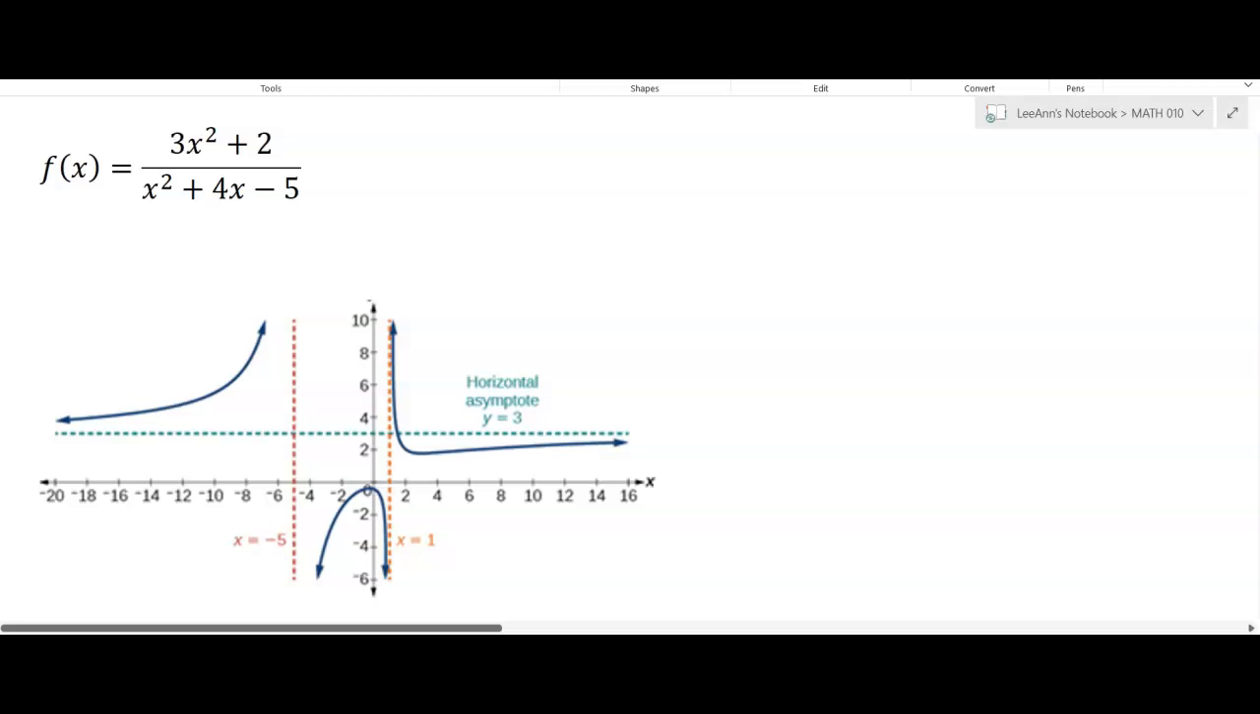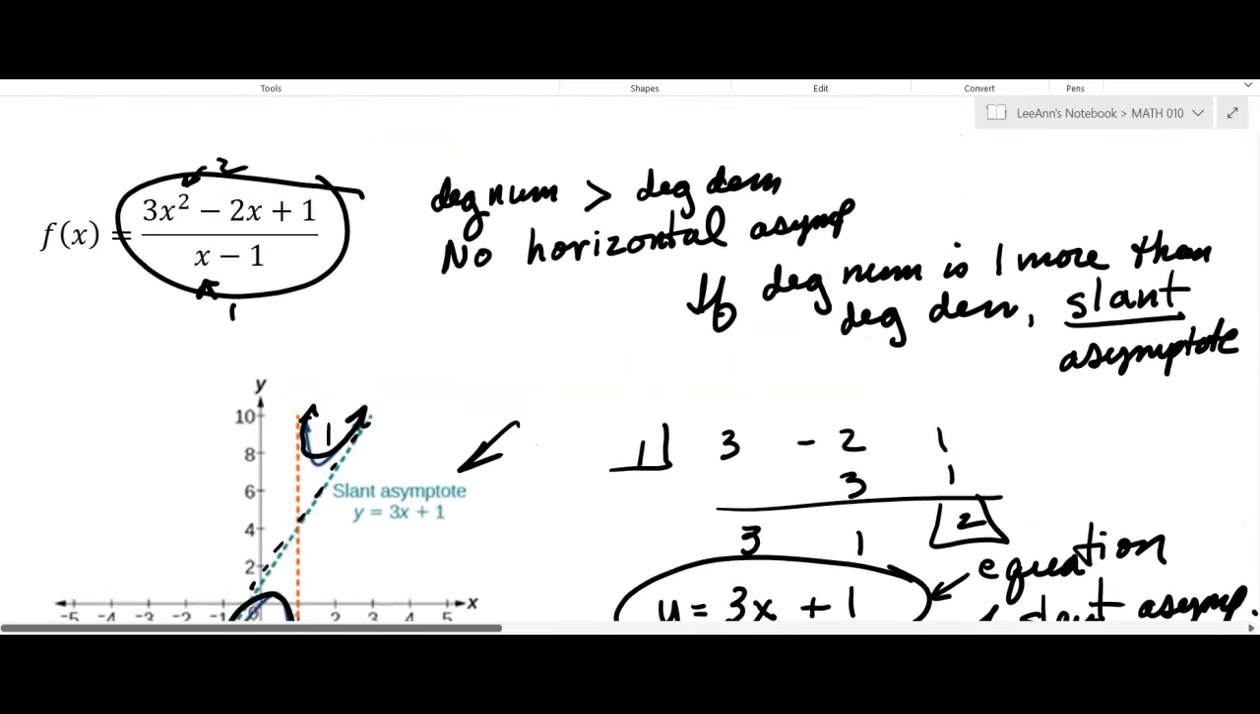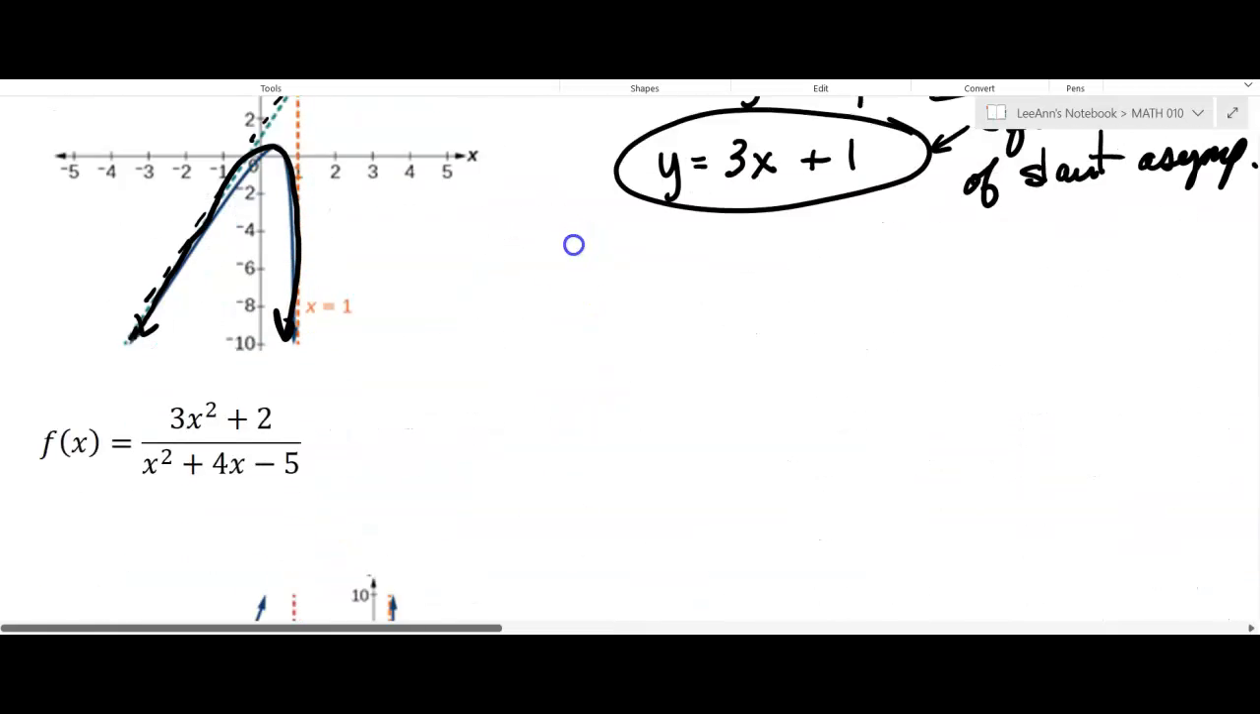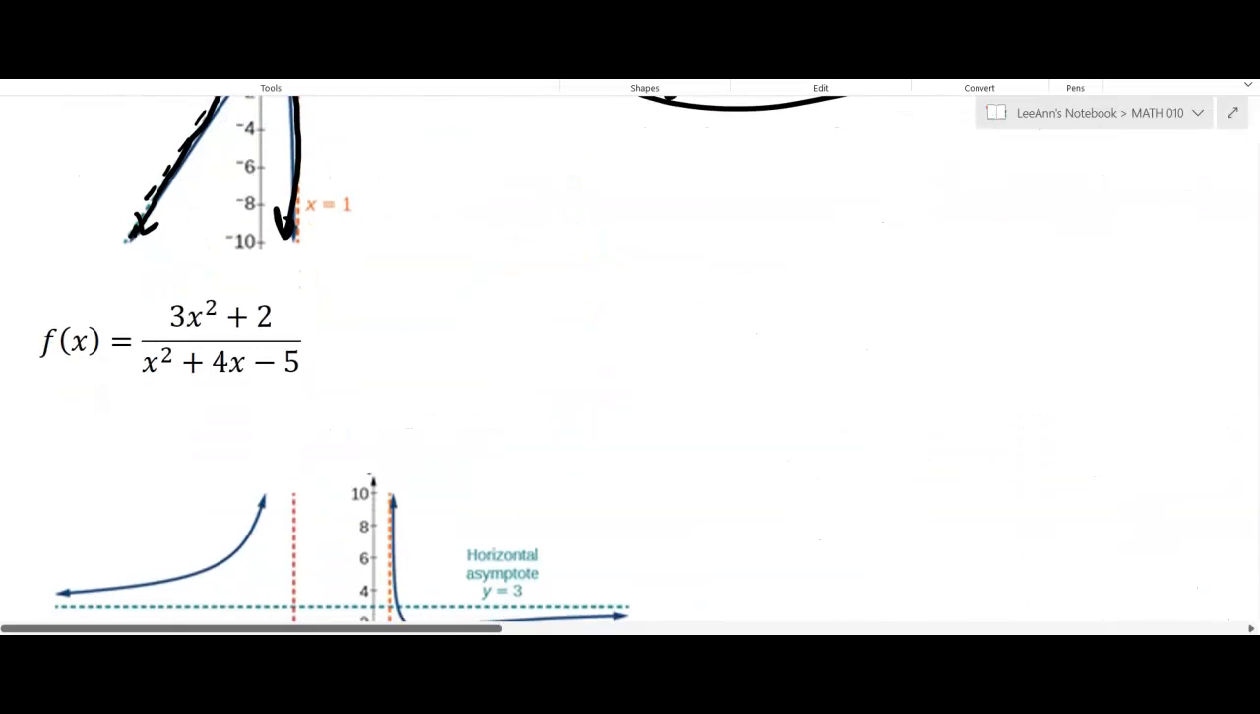And then finally, case number 3. Did I put case 2 up here? This is case 2. Back to case 2, you don't get a horizontal asymptote if the degree of the numerator is greater than the degree of the denominator. If it's only 1 more, then you get a slant asymptote, but you still don't get a horizontal asymptote.